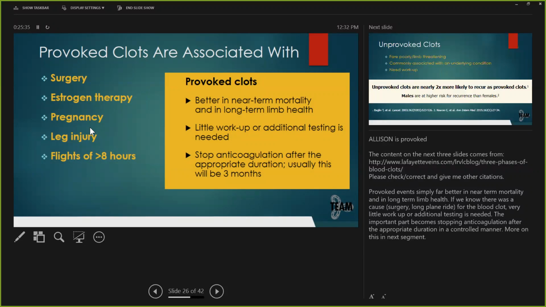So if you have these provoking factors, then you don't need more workup or additional testing for these patients, and you can feel okay stopping the blood thinners after 3 months.